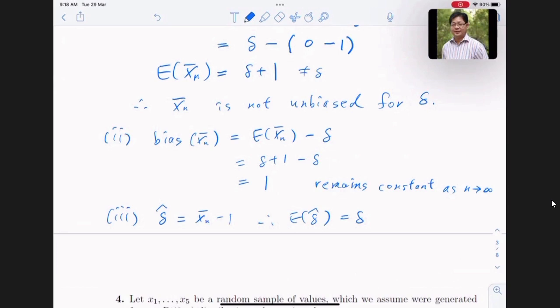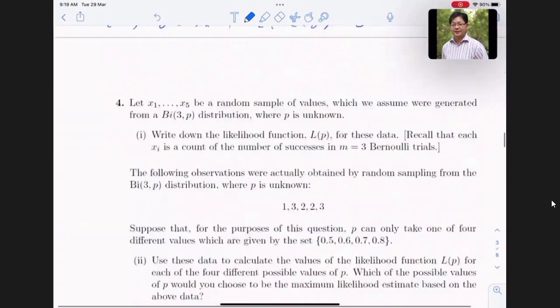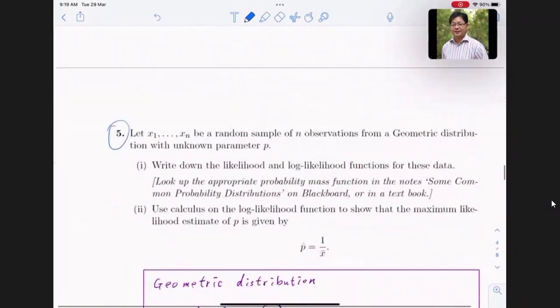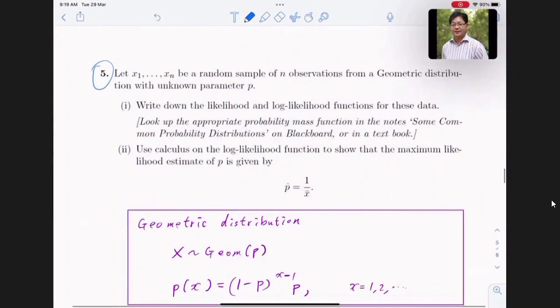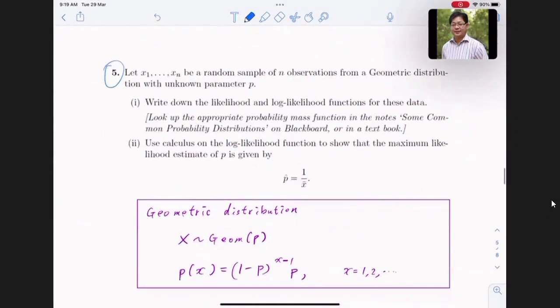Okay, now let's move on to the next question, question number 5. Question number 5 is a typical question of doing maximum likelihood estimation. So try to work on this question, and if you have any question, just feel free to raise the question and ask me.